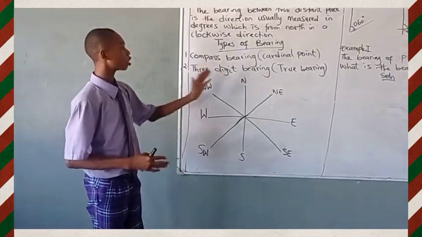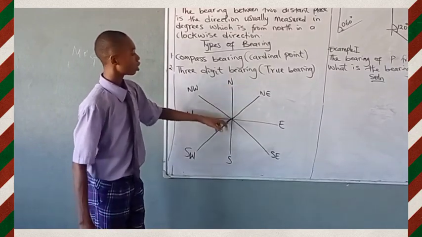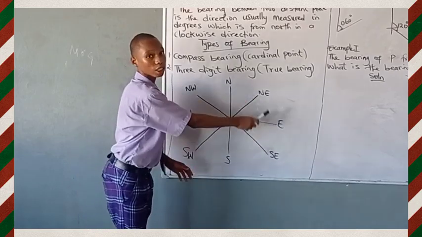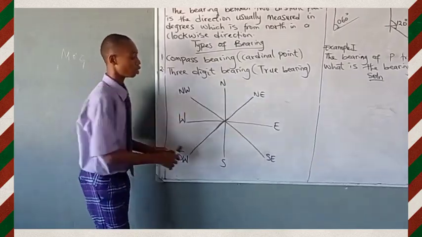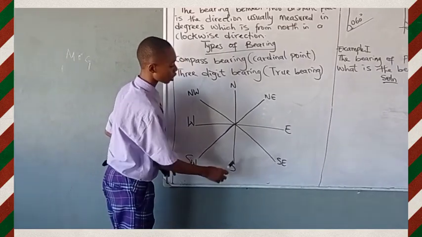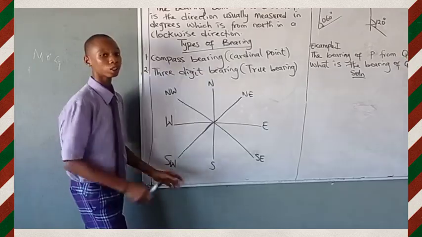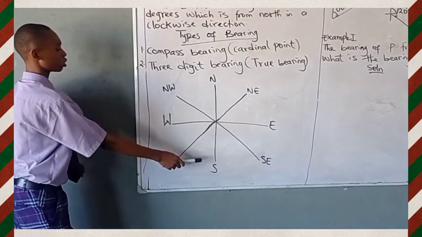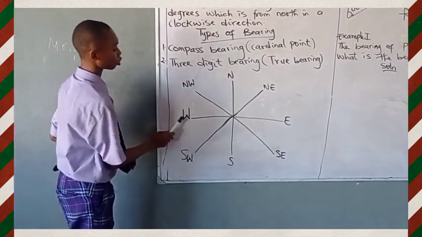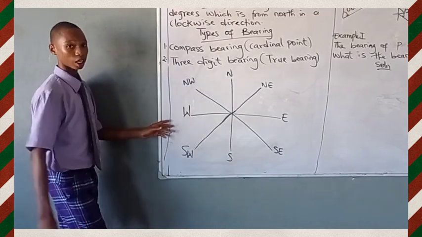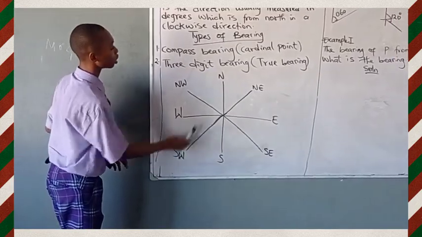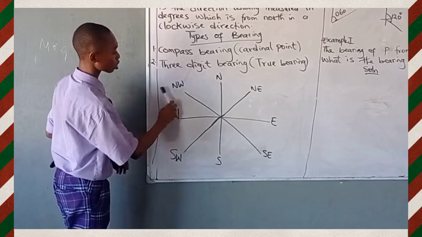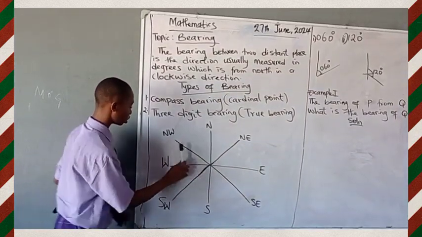Reading a bearing from the north to the east direction, you call it the northeast. This is a line indicating the northeast direction. Reading a bearing from the south to the east direction is called the southeast direction. This is the line indicating it. Reading a bearing from the south to the west is called the southwest direction. This is the line indicating it. Reading a bearing from the north to the west is called the northwest direction. This is the line indicating it.